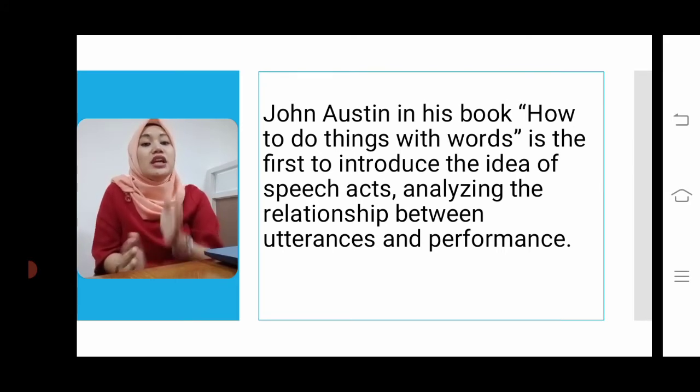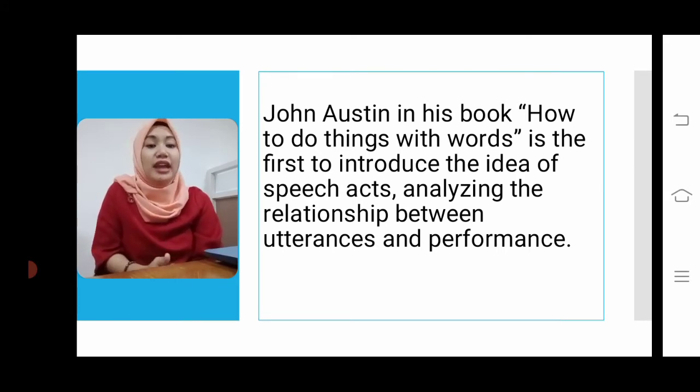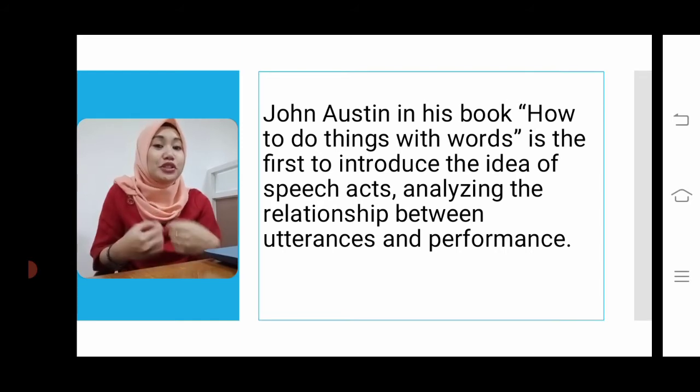Alright, now we would like to talk about the history of speech act. John Austin, in his book entitled How to Do Things with Words, is the first to introduce the idea of speech act, which means analyzing the relationship between utterances and performance. We can underline utterances and performance, the relationship. So that's called speech act.